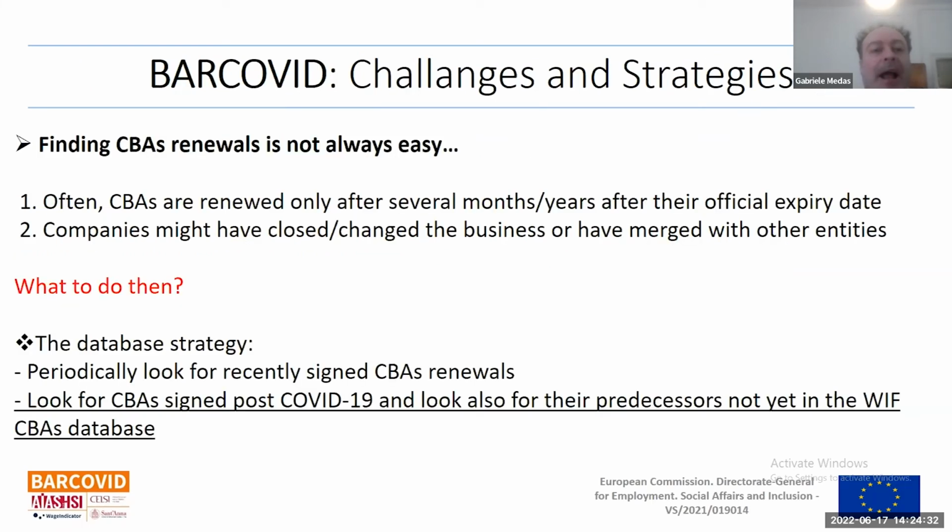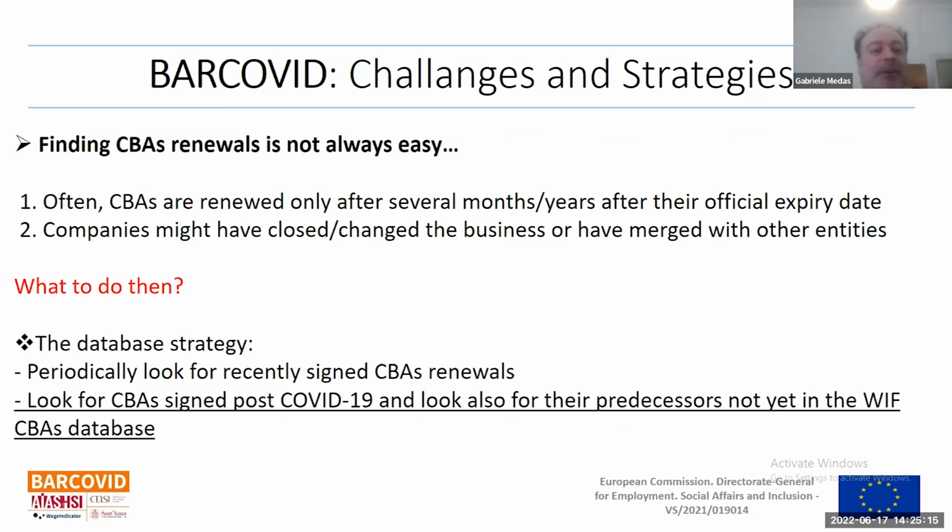And as for the challenges and strategies of the project, I think we can already state that finding CBA renewals is not always easy. Why? Mainly for two reasons. The first is that often CBAs are renewed only after several months and even years after their official expiry date. Another reason is that companies might have closed, changed their core business, or merged with other entities. So basically, we will never find the renewals because they actually don't exist.